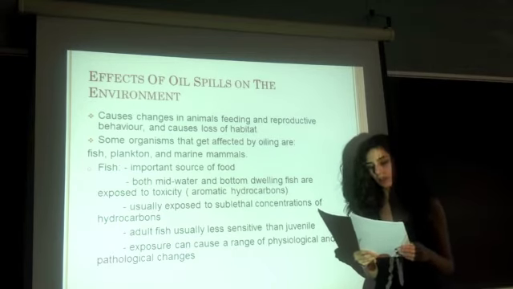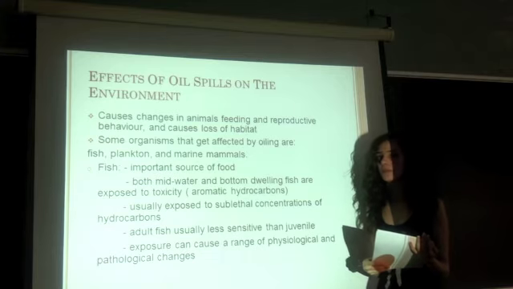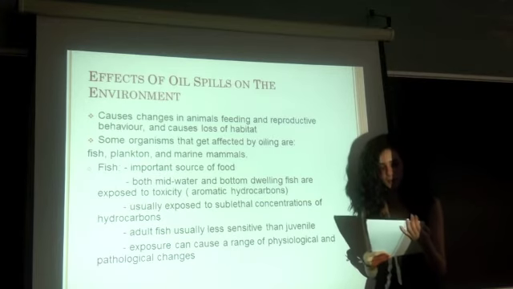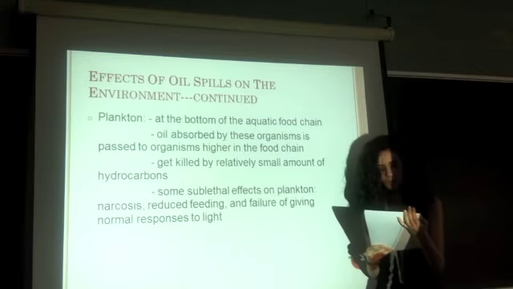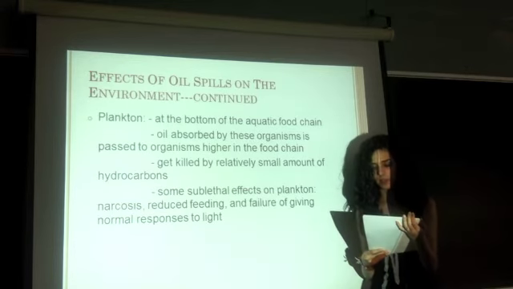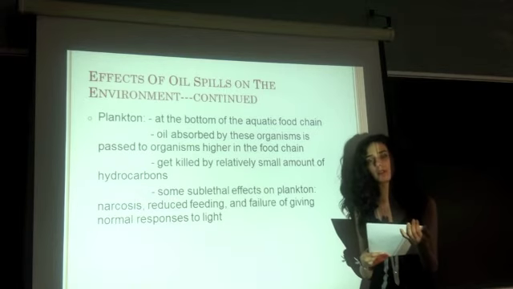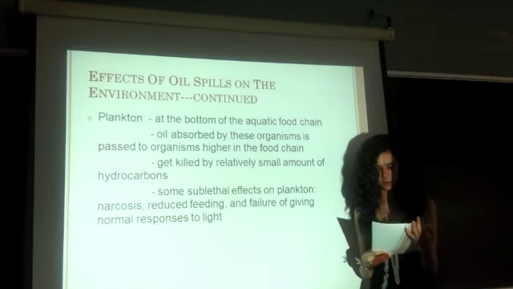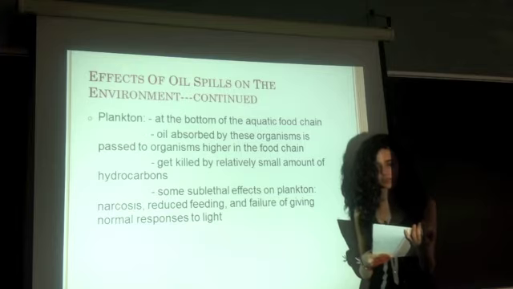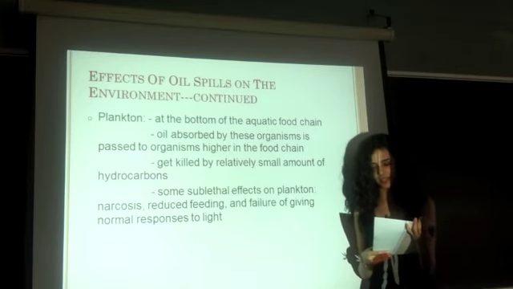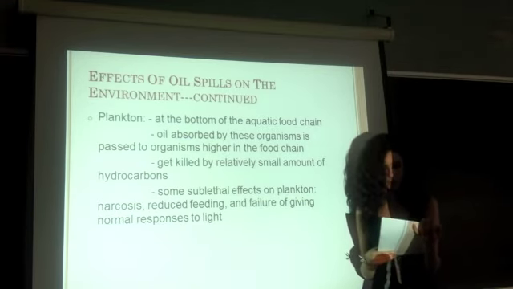The other group of animals we are going to talk about are marine species. Plankton are small plants and animals that live in water, including phytoplankton and zooplankton. Plankton are an important source of food in the aquatic food chain, and oil ingested or absorbed by these organisms can get passed higher in the food chain and get digested by fish or mammals.